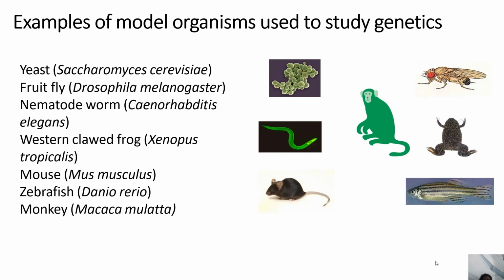These are some examples of model organisms used to study genetics: yeast, Saccharomyces cerevisiae; fruit fly, Drosophila melanogaster; nematode worm, Caenorhabditis elegans; western clawed frog, Xenopus tropicalis; mouse, Mus musculus; zebrafish, Danio rerio; and monkey, obviously Macaca mulatta.